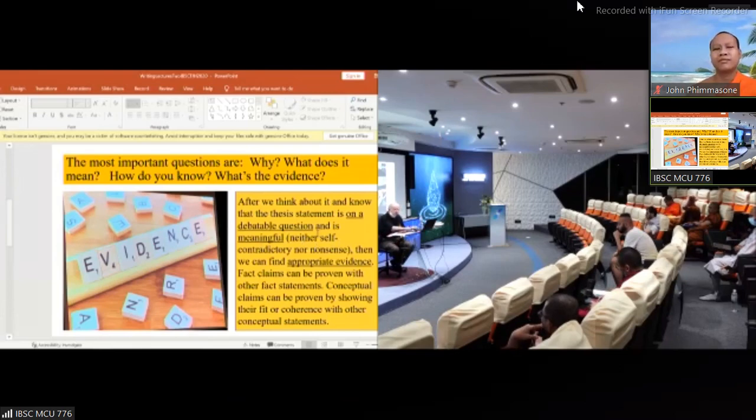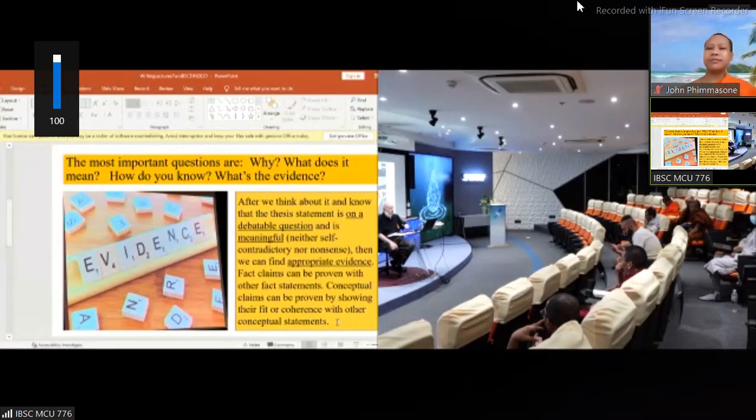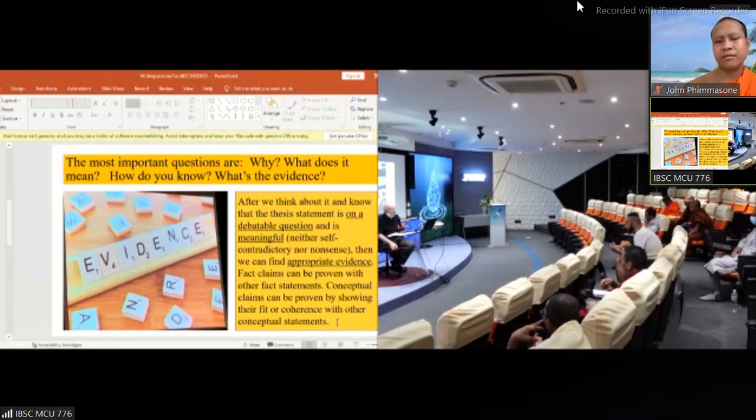So as long as you're on a debatable question which is meaningful, that means neither self-contradictory nor nonsense, then you can find appropriate evidence. And again, fact claims can be proven with other facts. Conceptual claims can be proven by showing their fit or coherence with other conceptual statements. And when you're writing a paper in the course, it's very good if you can stay on one level or the other and not keep jumping back and forth and muddling it up.